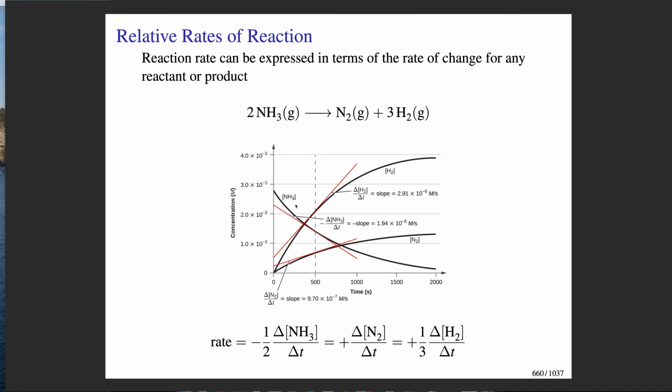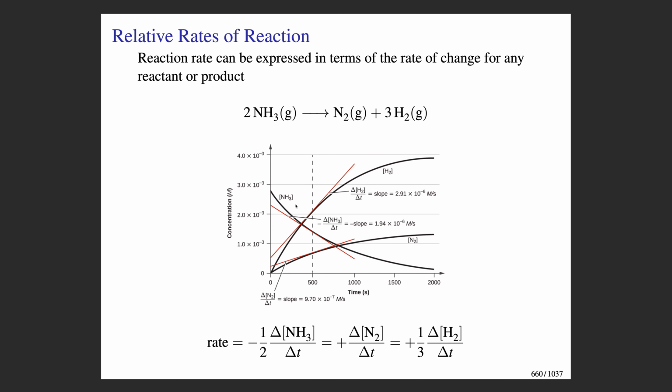So, in this slide, what I want to articulate is that the rate of a reaction, which will be a unique number at any given moment in time, can be expressed in terms of the rate of change for any reactant or product. And so what I'm trying to say is that the rate of the reaction, which I'm going to just call rate, I can express in terms of a rate of change of the ammonia concentration. I could express it in terms of the rate of change of the nitrogen concentration, or I could express it in terms of the rate of change of the hydrogen concentration.